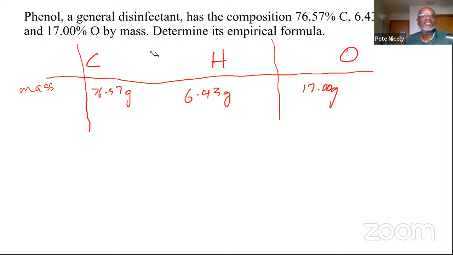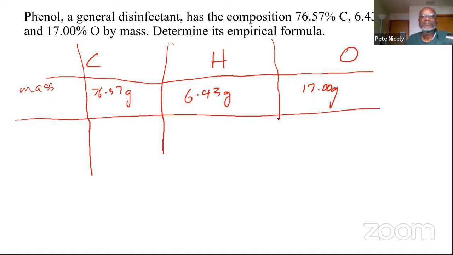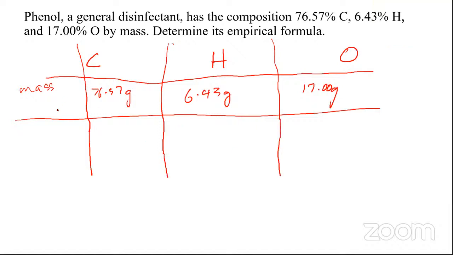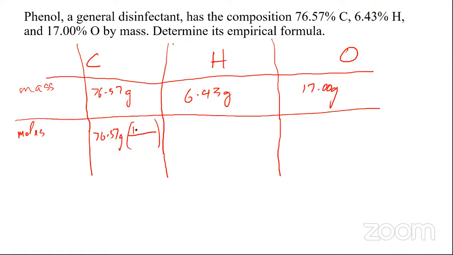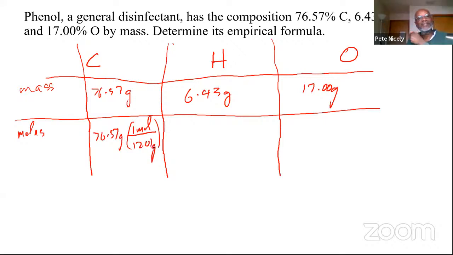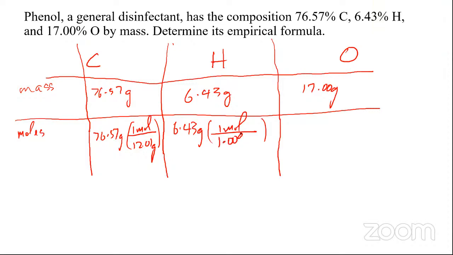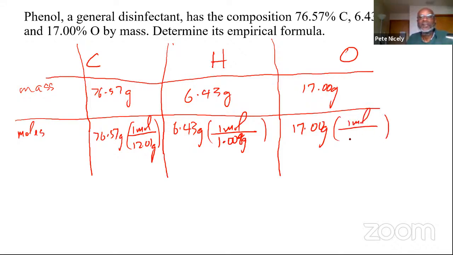Let me move this line here a bit further to the right, so as to create some space for the carbon column. Okay. All right, so the next step would be what? Find your moles. Okay, so to find the moles, we multiply 76.57 grams by what? 1 mole over 12.01 grams. All right. And then for the hydrogen, we multiply 6.43 grams by what? 1 mole over 1.008 grams. Exactly. All right. And then in the case of oxygen, we multiply that by 1 mole over 16.00 grams. Okay. So let me work this out.